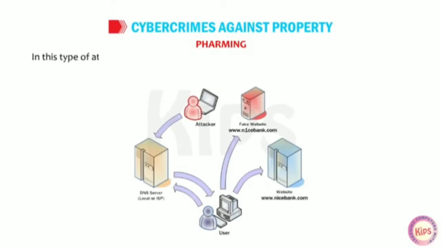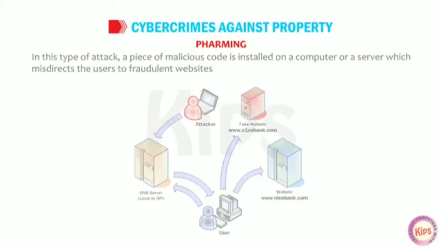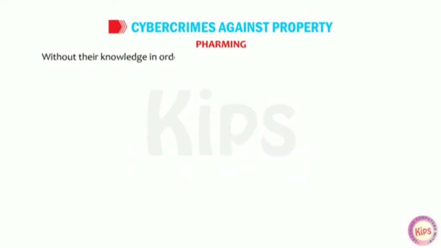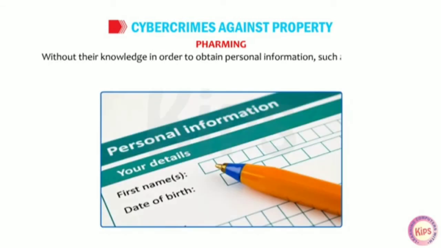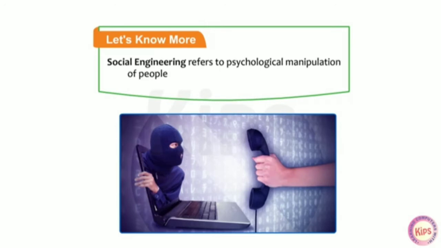Pharming. In this type of attack, a piece of malicious code is installed on a computer or a server, which misdirects the user to a fraudulent website without their knowledge in order to obtain personal information such as passwords, account numbers, etc. Let us know more. Social engineering refers to the psychological manipulation of people into performing actions or divulging confidential information.